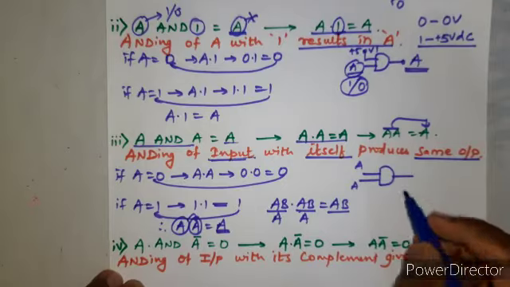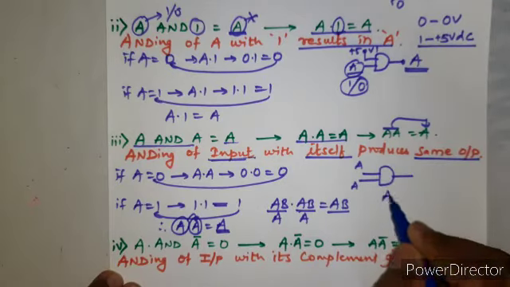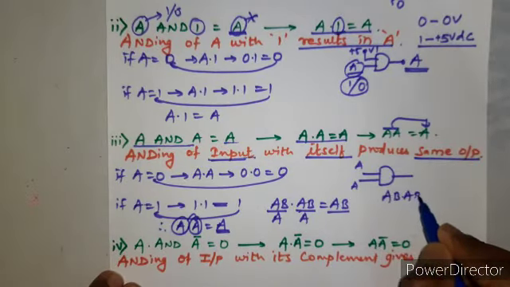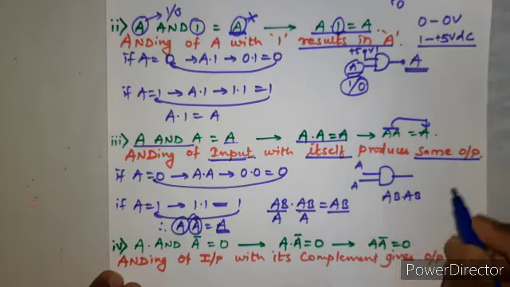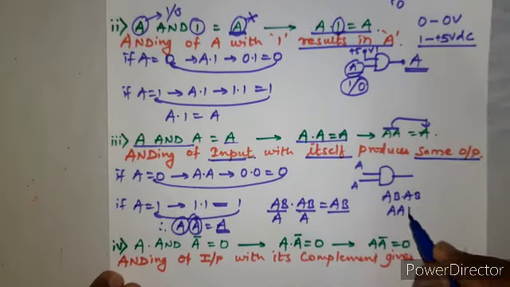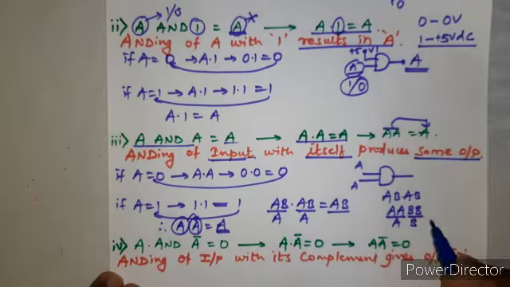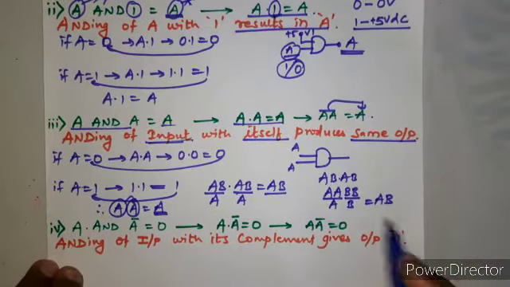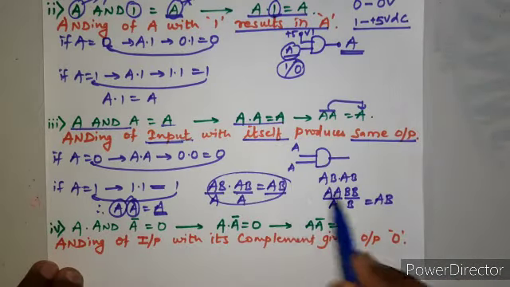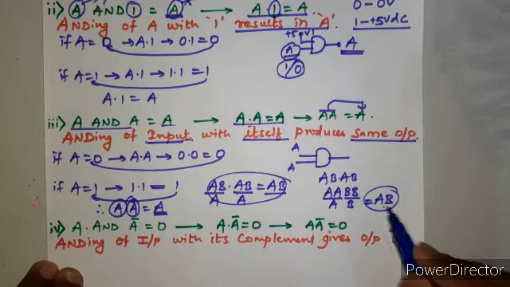Or you can do it this way also, AB into AB. Now you can reshuffle the positions. I can say AA into BB. The same variable multiplied will give this, and the same variable multiplied will give this, which is equal to AB. So this way also you are getting the same result.